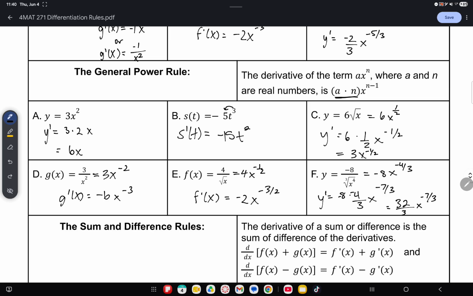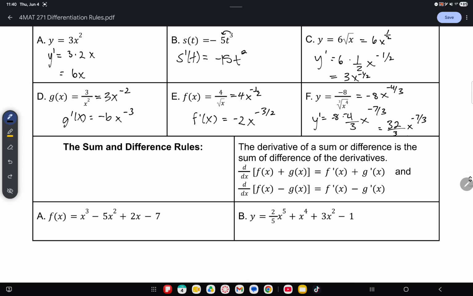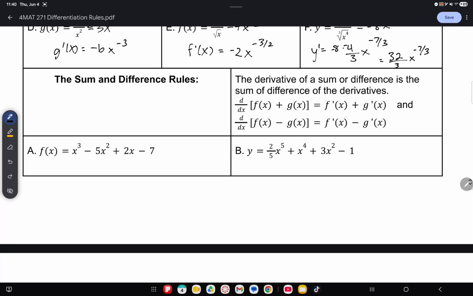All right, and so far, all of these examples have been monomials, meaning there is only one term in the equation. We can do things if there's more than one term. So we have a sum and difference rule. If we have the sum of two functions or more, we can take the derivative of each piece and add those together. And the same with the difference. So let's look at these here.